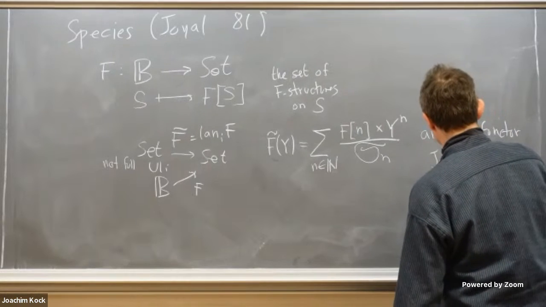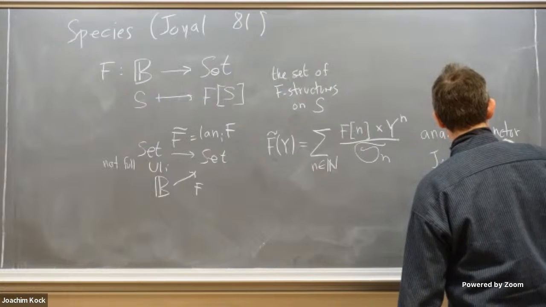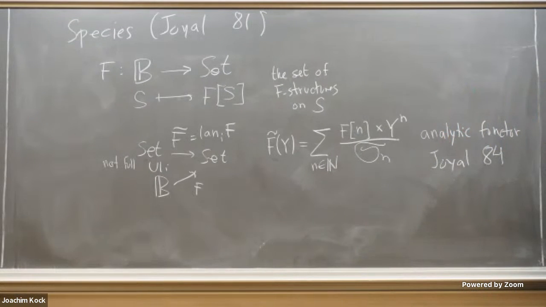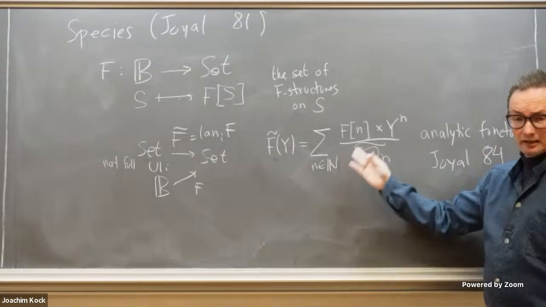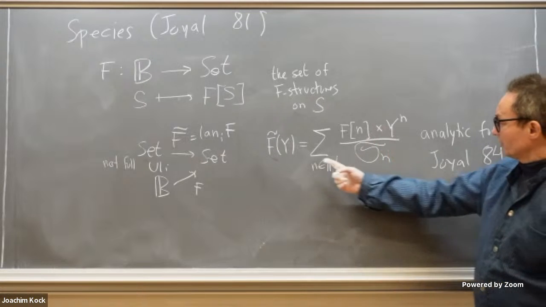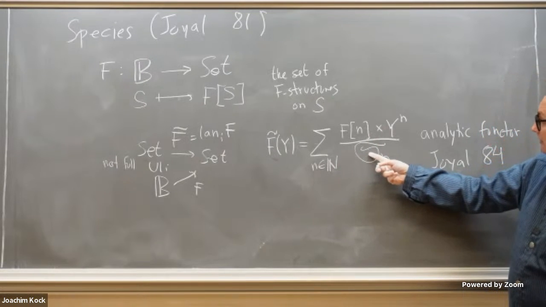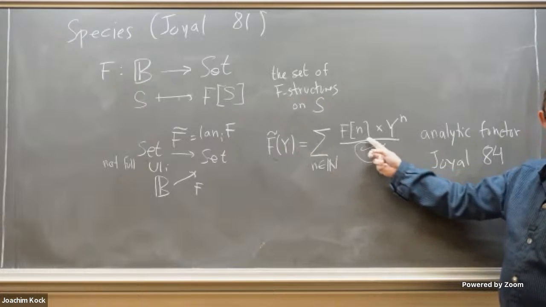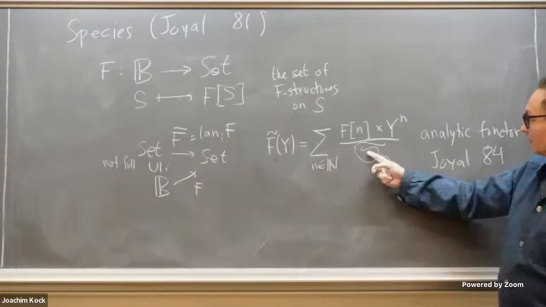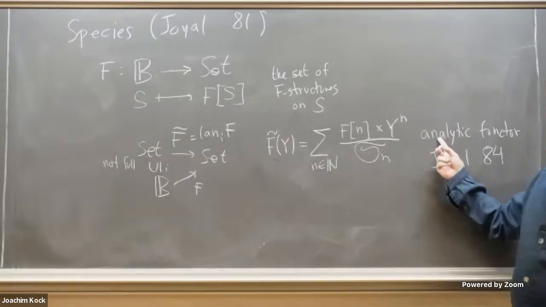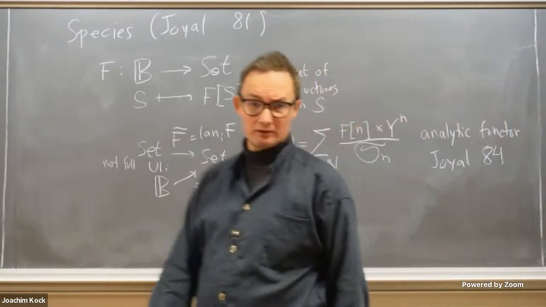And this is Joachim 84. So it looks very polynomial. It's a sum of monomials. But there is a crucial difference, namely that you have these denominators. And these denominators are factorials, and of course that's why they're called analytic functors.